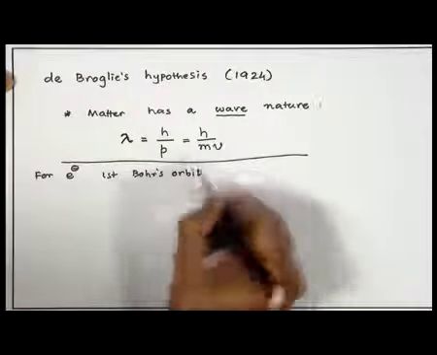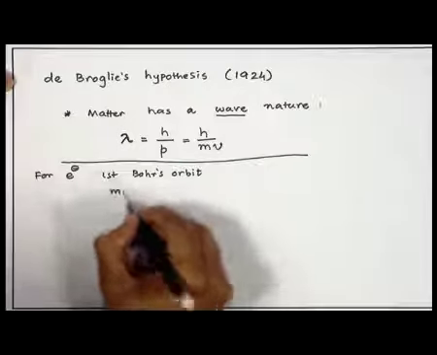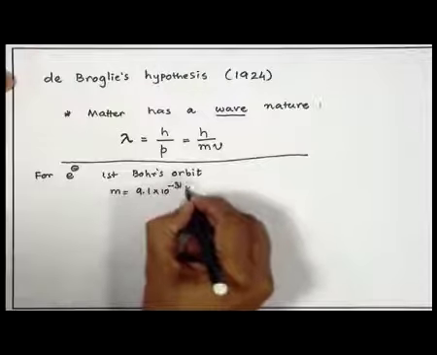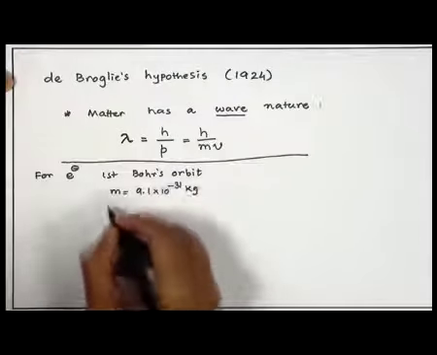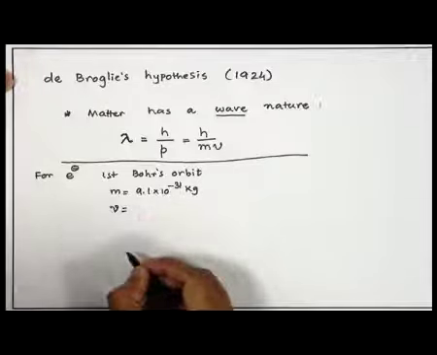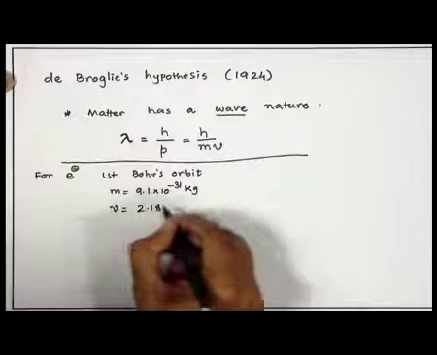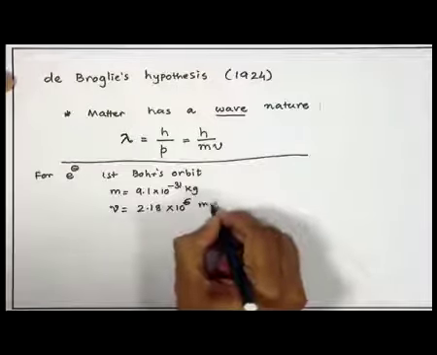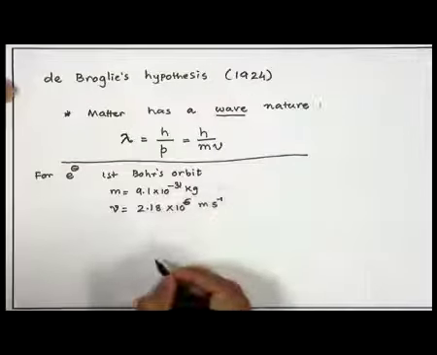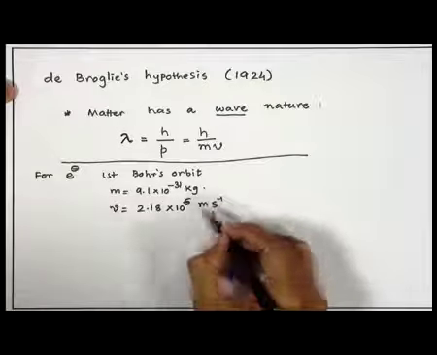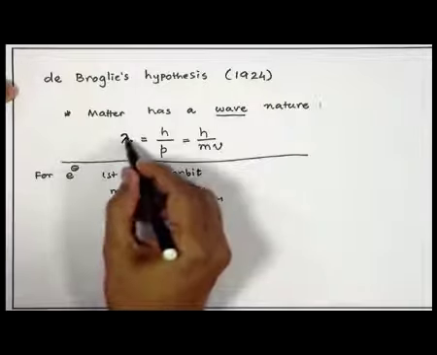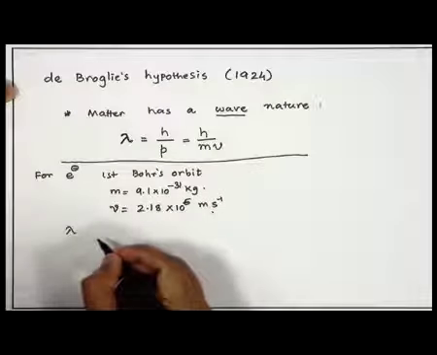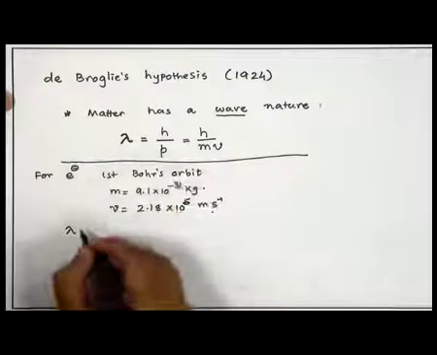What do we need to know for that? We need to know the mass of the electron, which is 9.1 × 10^-31 kilogram, which is already known, and the speed of the electron in the first orbit we discussed, 2.18 × 10^6 meter per second. If I know mass and velocity, then using de Broglie's hypothesis, I can find the wavelength of this particle.